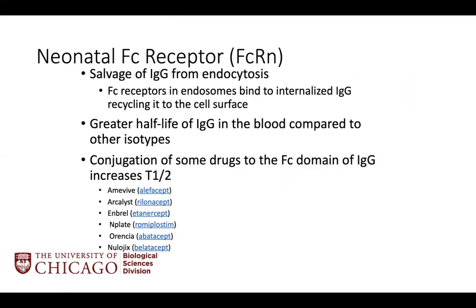Okay, I think this is the last concept that I want to touch on. There's really only one point here that I think is important, but there's something called the neonatal Fc receptor. It's a salvage receptor for IgG from endocytosis. And it has a greater half-life in the blood compared to other isotypes. Now, why is this important? It is important because we have learned to exploit this and use it on several drugs to increase the half-life.